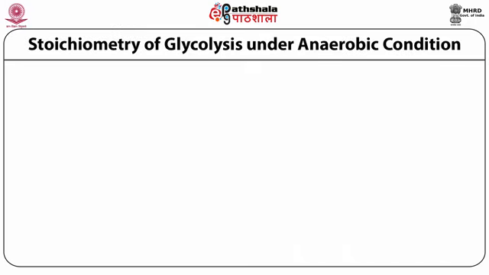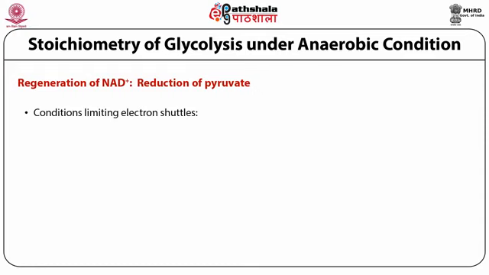Stoichiometry of glycolysis under anaerobic conditions. Under anaerobic conditions, reduction of pyruvate occurs via an electron shuttle. It occurs where there is either scarcity of mitochondria or absence of mitochondria.